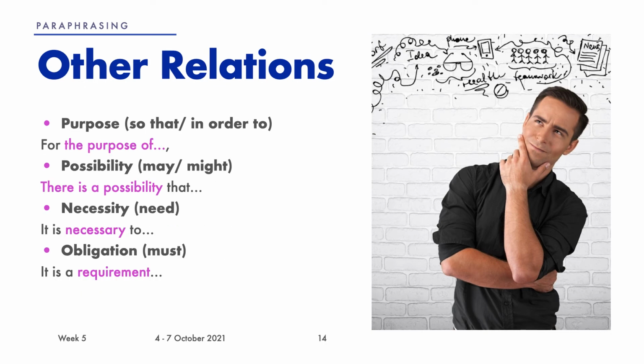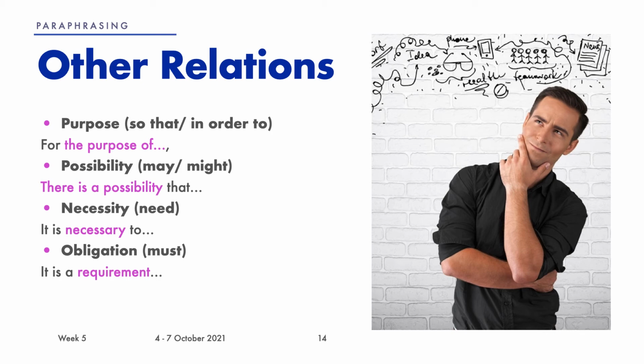For purpose, with so that or in order to, yes, of course you can use for the purpose of something, and then you want to paraphrase the clause into a noun phrase in this case. For possibility, of course you can put possibility back to the sentence, saying there is a possibility of something, or there is a possibility that, and then you finish the sentence with a clause.